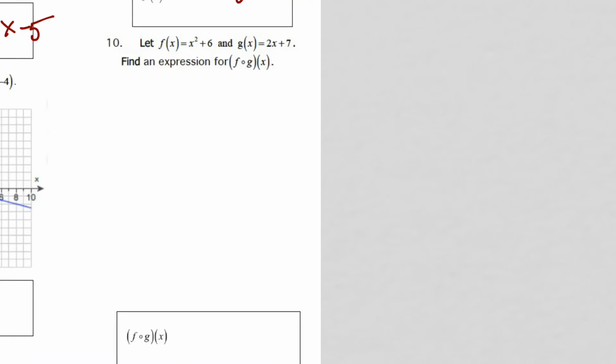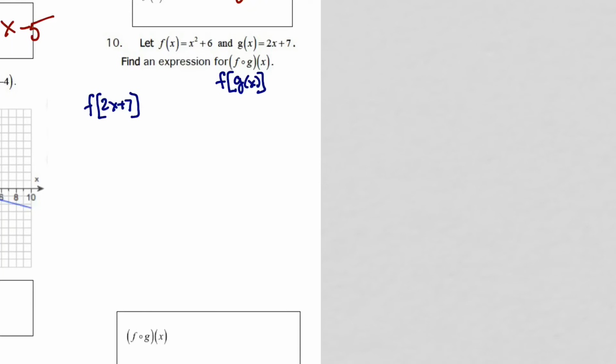What we're looking for here in problem number 10 is the composition of these two functions. So let's just write down what this is supposed to be here. This right here means f of g of x. Now let's just bring this down. This says f of g, but we know what g is, right? G of x is 2x plus 7. So we'll put in 2x plus 7. I'm going to do it over here on the left. So we'll have f of 2x plus 7.